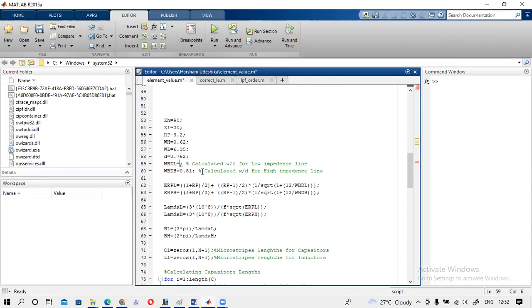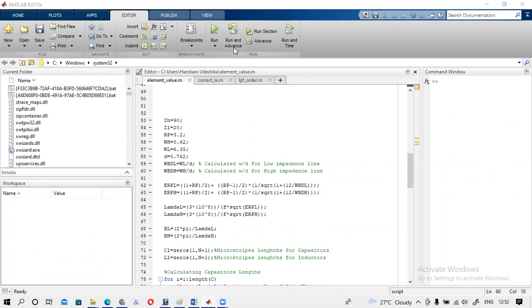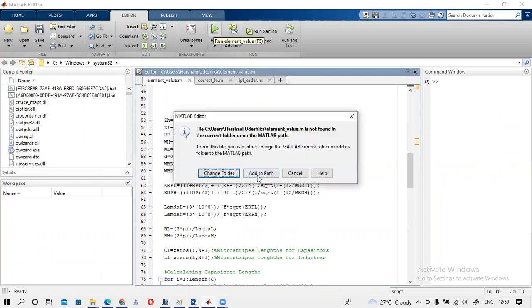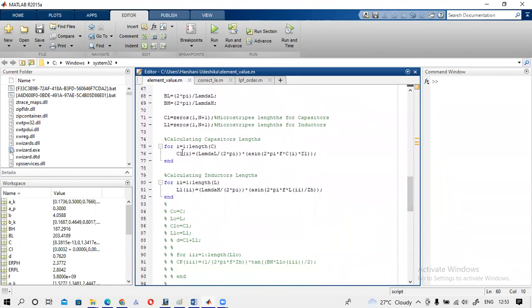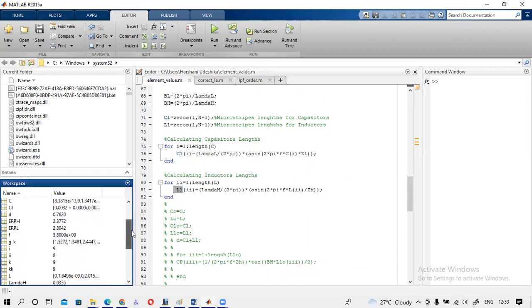ratio. So this is for L, that is WL divided by D, and here WH divided by D. I hope this should work. Let's see. If I run this, you can see that in C1 I have put the capacitance length, and in L1 I have put the inductance length, using that equation.